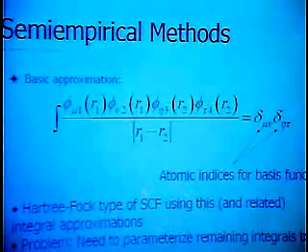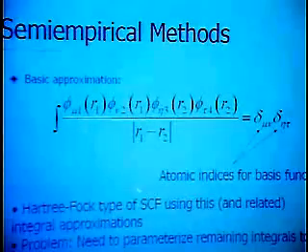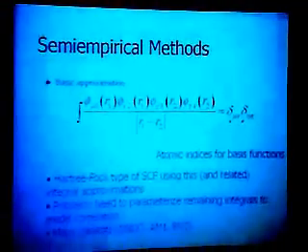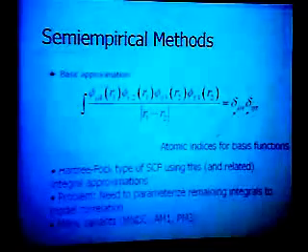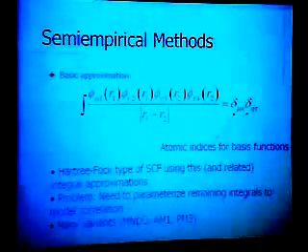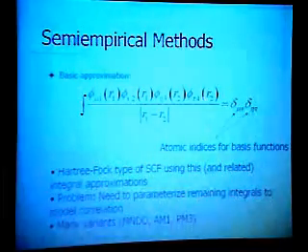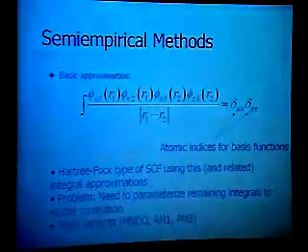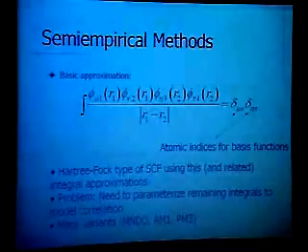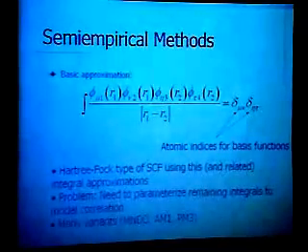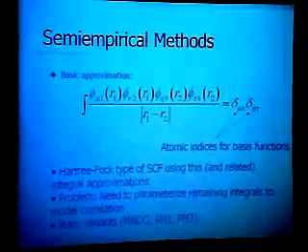But what's important to realize is that you then do a Hartree-Fock type of self-consistent field using this approximation, and that makes it sound like this is an approximation to Hartree-Fock. But it's actually more complicated than that, because you end up parameterizing all of the remaining integrals. That is, they have values that aren't quite the ones you compute, in order to try to cancel out the errors that you're making.